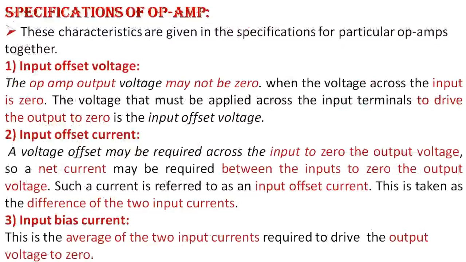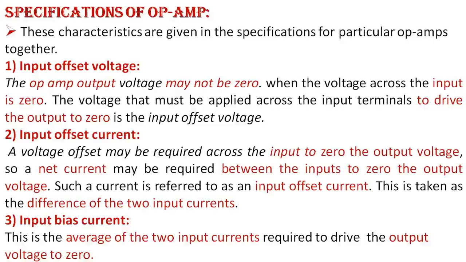Next one is the specification of op-amps. These characteristics are given in the specification of particular op-amps. First one is the input offset voltage. The op-amp output voltage may not be 0 when the voltage across the input is 0. The voltage that must be applied across the input terminals to drive the output to 0 is the input offset voltage. Input offset current: a voltage offset may be required across the input to zero the output voltage.